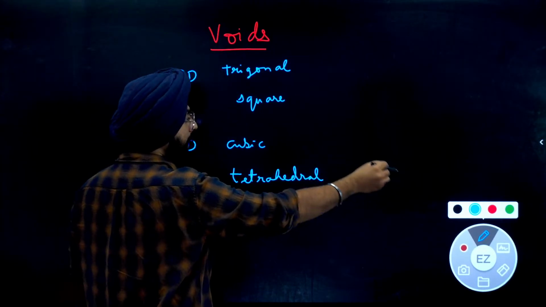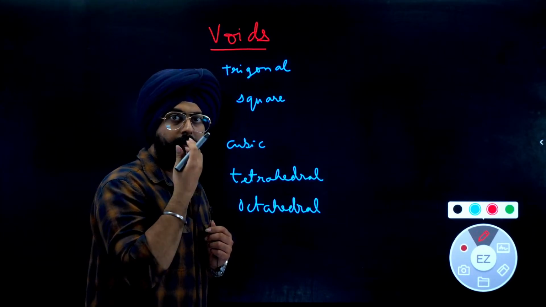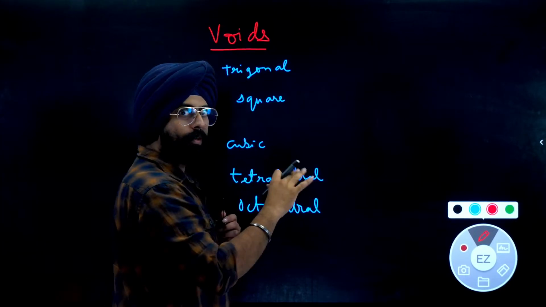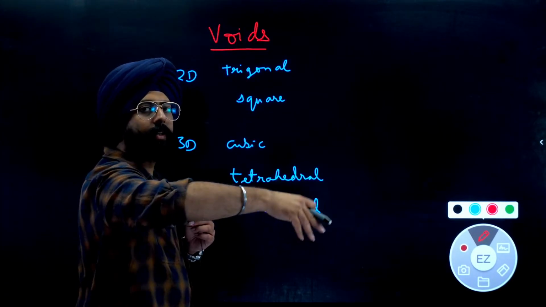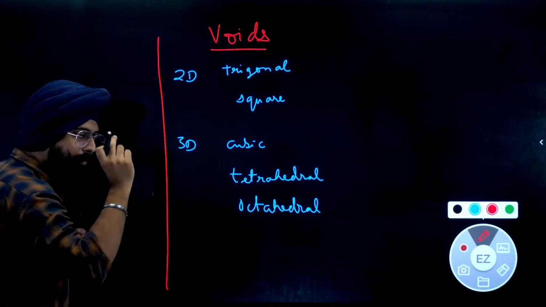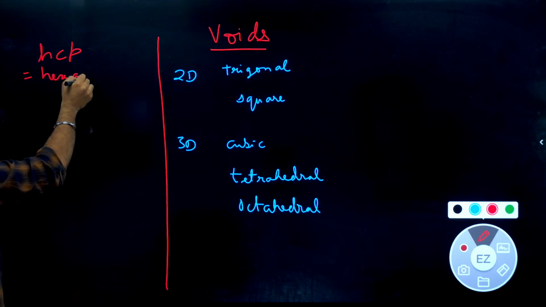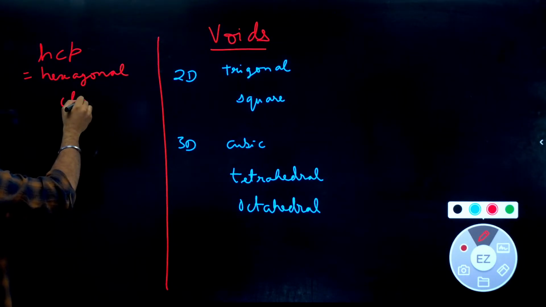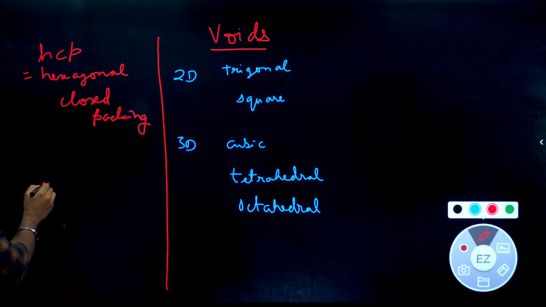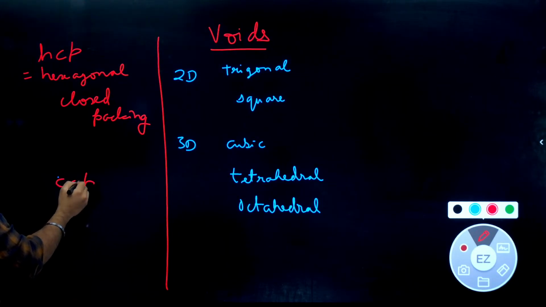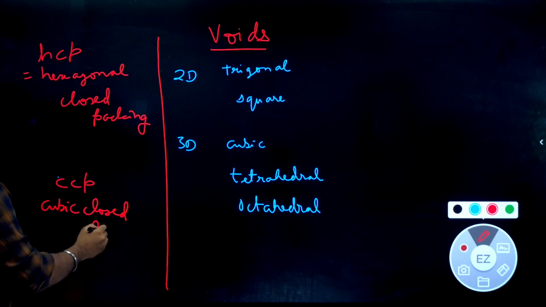Fine. Trigonal voids are found in 2-dimensional hexagonal packing. So instead of saying hexagonal packing, square packing, I can use abbreviations. HCP is equal to hexagonal closed packing. Obviously, I'm sure you know this already. And CCP is basically your cubic closed packing.